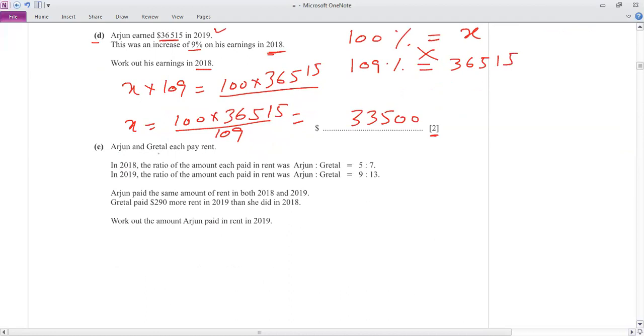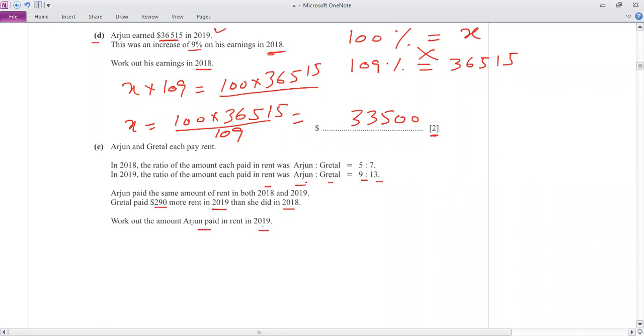Next is Arjun and Gretel each pay rent. In 2018, the ratio of amount each paid in rent, Arjun and Gretel, was 5 and 7. In 2019, the ratio of amount each paid in rent was 9:13. Arjun paid the same amount of rent in both 2018 and 2019. Gretel paid $290 more rent in 2019 than she did in 2018. Work out the amount Arjun paid in 2019.